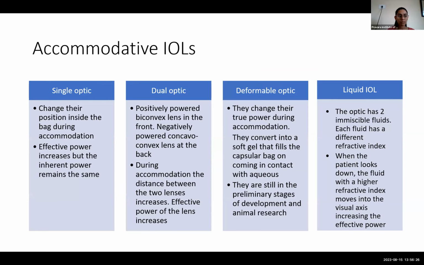In these, when the ciliary muscle contracts, there is a change in the position of the lens, changing its effective power. Whereas with deformable optics, on accommodation, there is a change in the shape of the lens and its true power changes. Liquid IOLs are still under study and something we can definitely look forward to in the future.